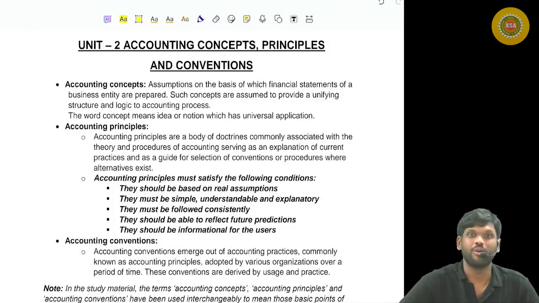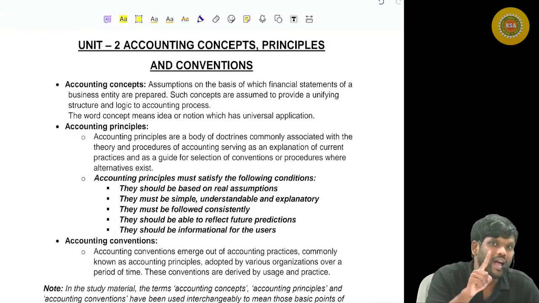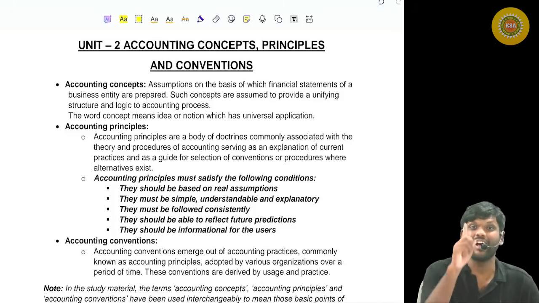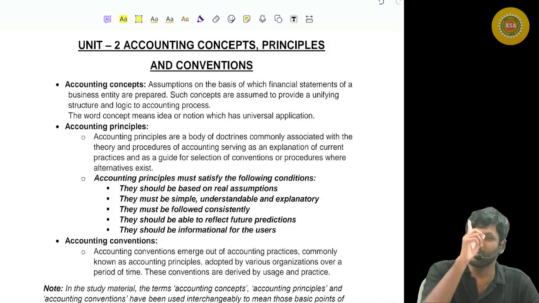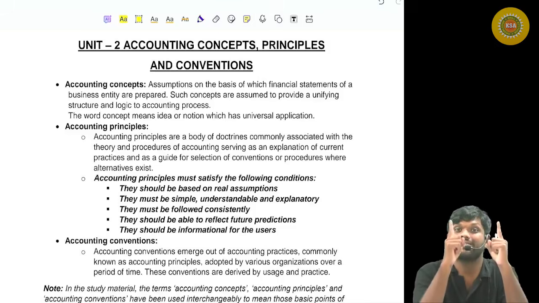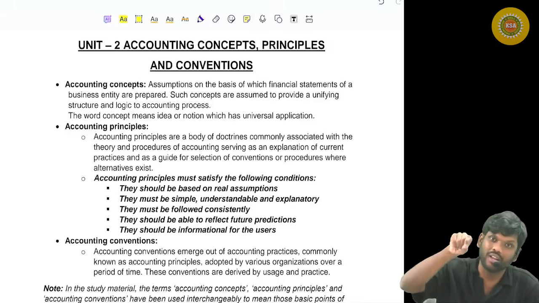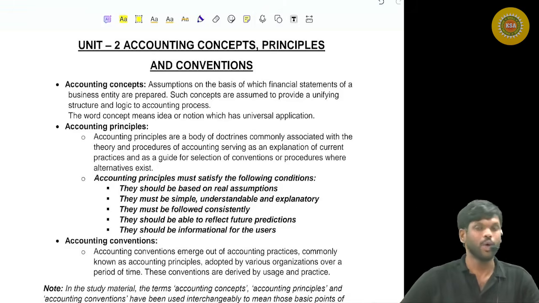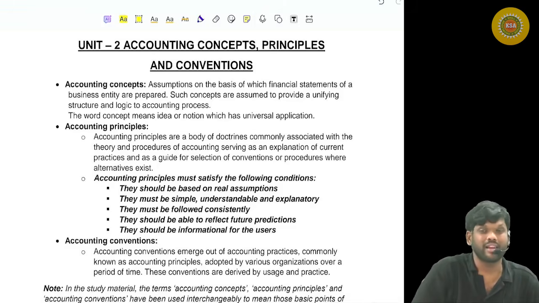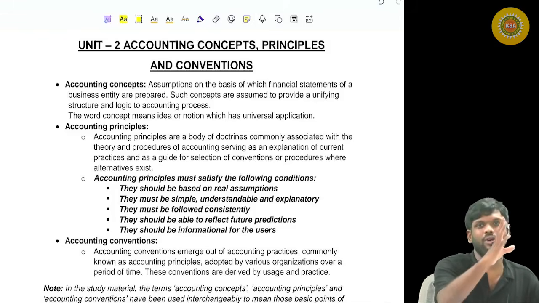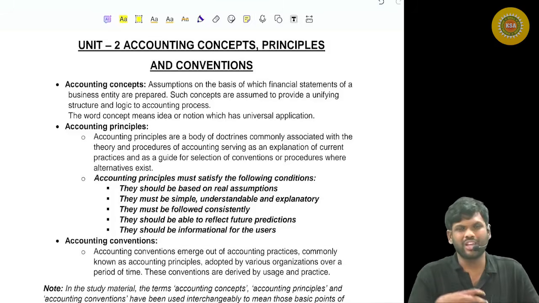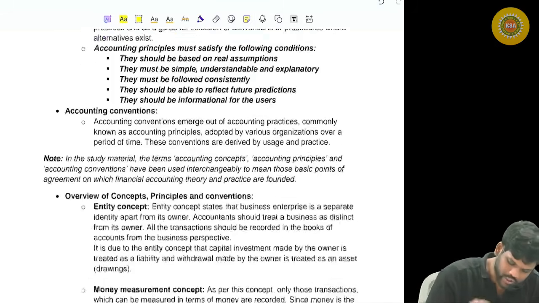For example, you would have learnt in accountancy, are owner and business the same person or different persons? For the September exam, you should know this. As far as accounting is concerned, accounting sees owner and business as separate persons. That is why in accounting you show capital under liabilities, because you are liable to pay that money to the owner. That idea of viewing owner and business as separate persons is an accounting concept, an accounting principle, an accounting convention. So there are a lot of ideas based on which we do accounting.